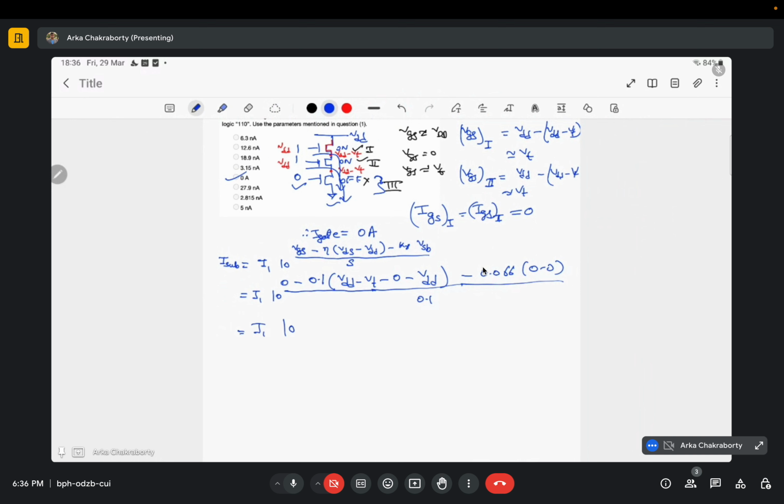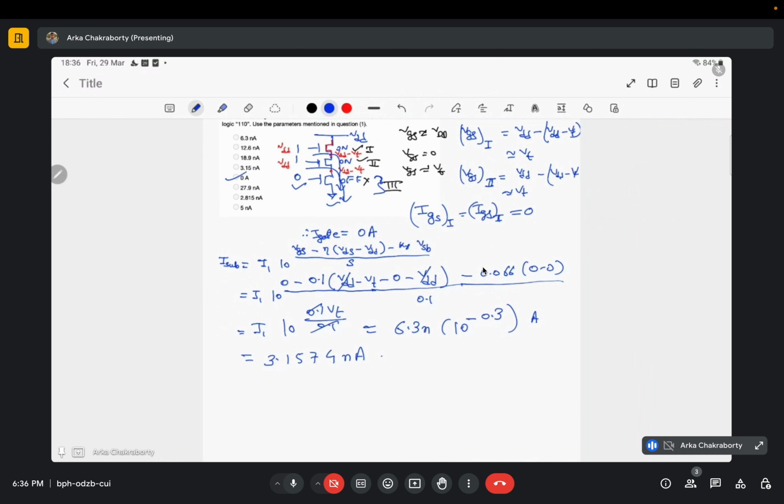I1 is 10 to the power, this VDD will cancel, 0.1 VT by 0.1, correct? So VT is around 0.3, and I1 is given as, for NMOS, I think 6.3 nano into 10 to the power minus 0.3, so it will come as 3.1574 nanoampere.